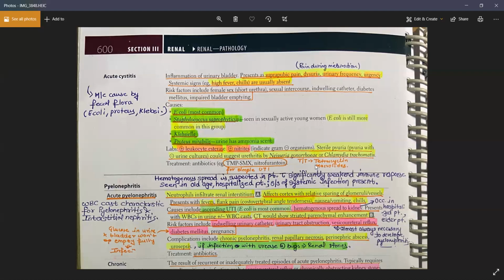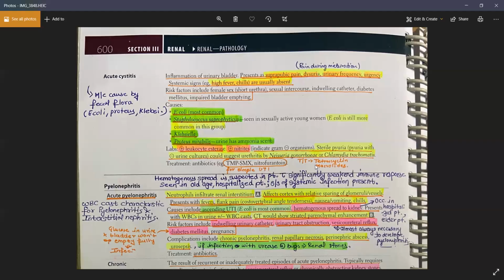Anyone? Metronidazole. Next slide. Cephalosporin. Not the cephalosporin. What drug will you give to a patient having a Neisseria infection? Azithromycin. Not azithromycin. Ceftriaxone. Yeah, that's one. Ceftriaxone.